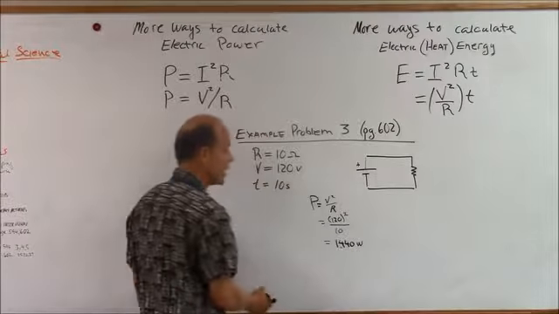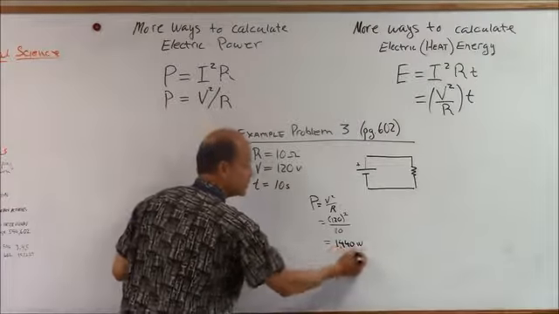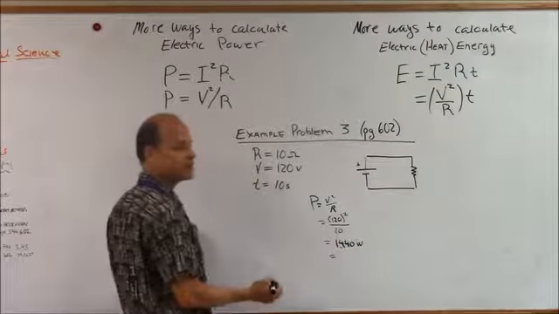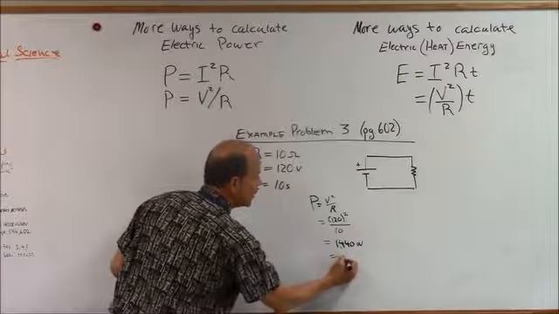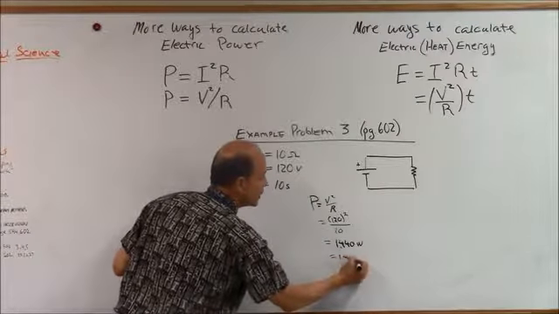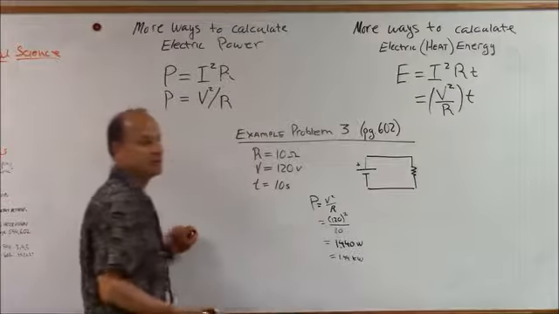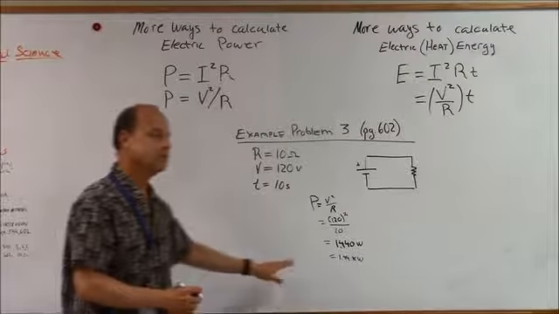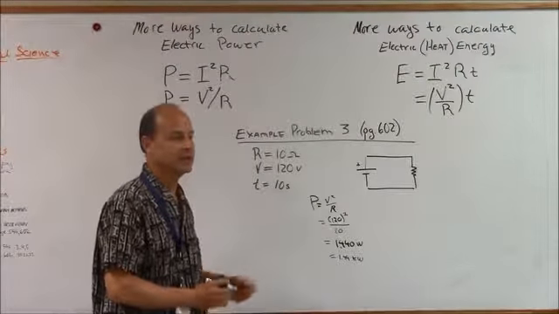1,440, we have another way of saying that. If these numbers get really big, and you might be familiar with this term, that would be 1.44 kilowatts. Typically, your meter outside your house is reading in kilowatts.